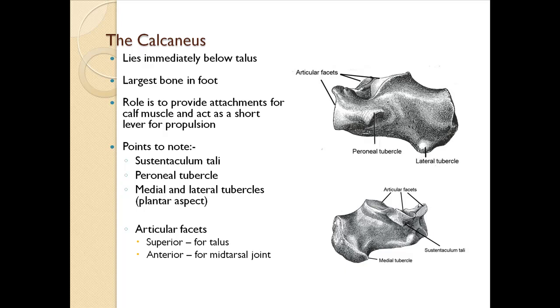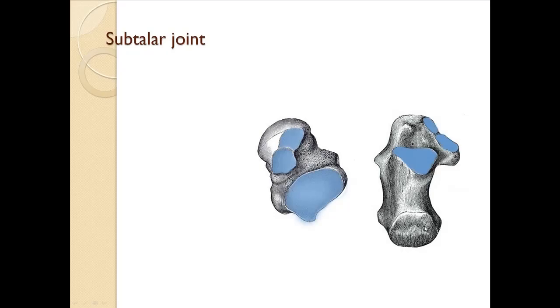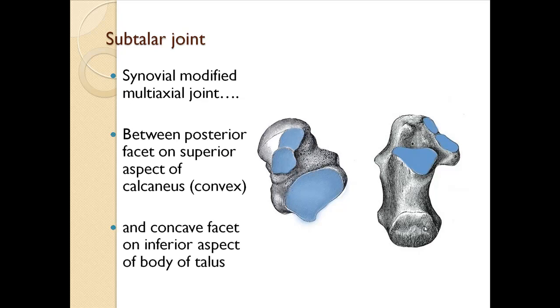On the superior aspect of the talus, we have a number of articular facets. There's one posteriorly and two anteriorly, and on the anterior surface of the talus we have a fourth articular facet, which is for articulation with the cuboid. The subtalar joint is the joint between the talus and the calcaneus.